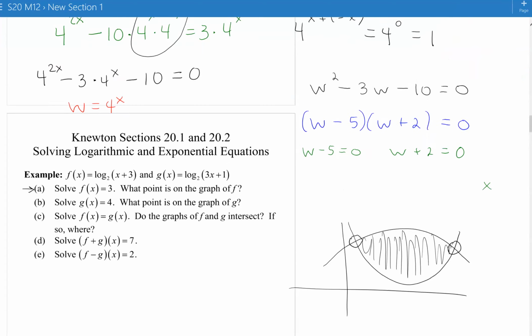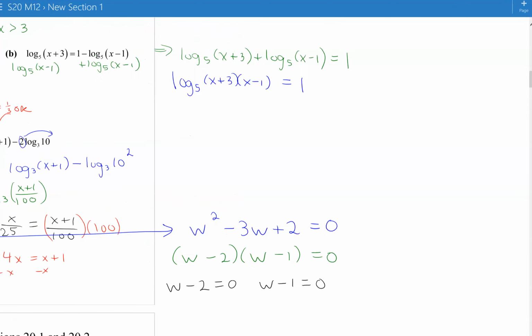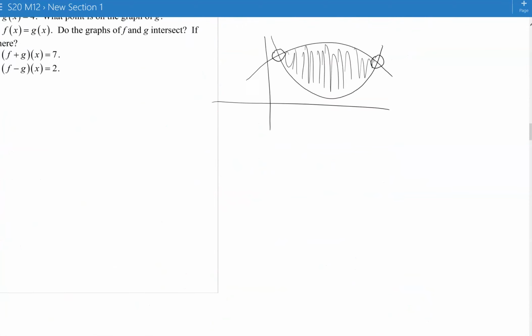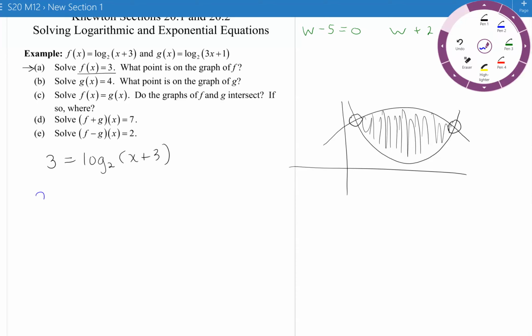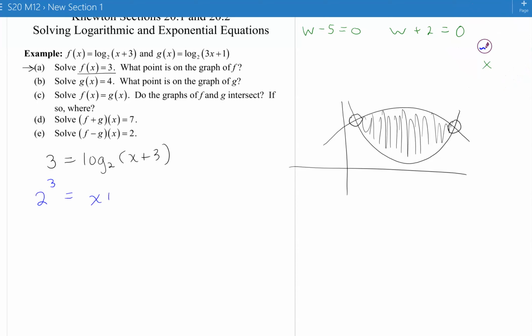So first we're being asked to solve, sorry, when I touch the screen, sometimes crazy things happen. Okay, so we want to know how do we figure out what's going on if f of x equals 3? So that's when 3 equals the log base 2 of x plus 3. So this is just a way of saying, why would you ever want to solve a logarithmic equation? Well, this would help you find the value of x that gets you a y value of 3. So we would write this in exponential form. 2 to the power of 3 equals x plus 3.